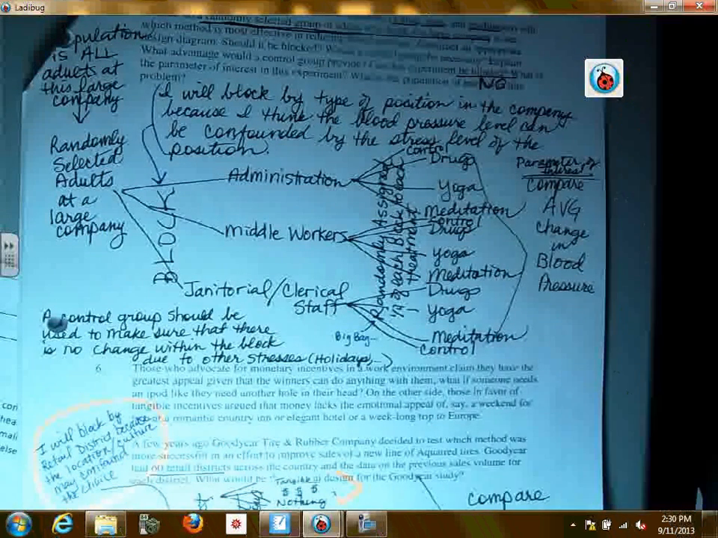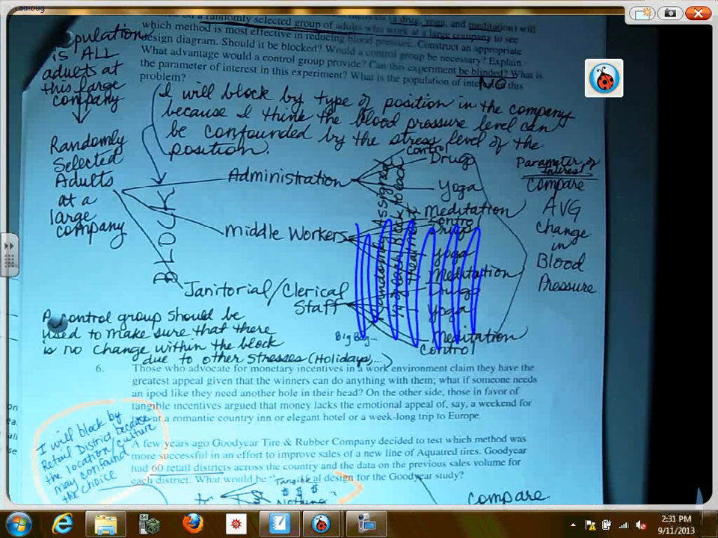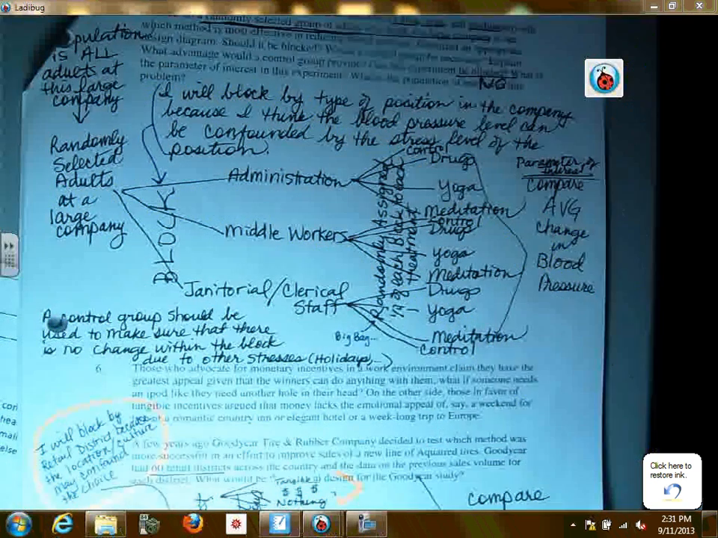Okay. So if I wanted to save all my writing, I wouldn't draw this. I would have only had this top part here, and I would have said within each block. And then I would do this one very well, and I would draw it all out, and I would say that goes for each block. Then I don't have to draw it out 3 or 4 times. Okay? All right, now let's talk about the Goodyear tires.